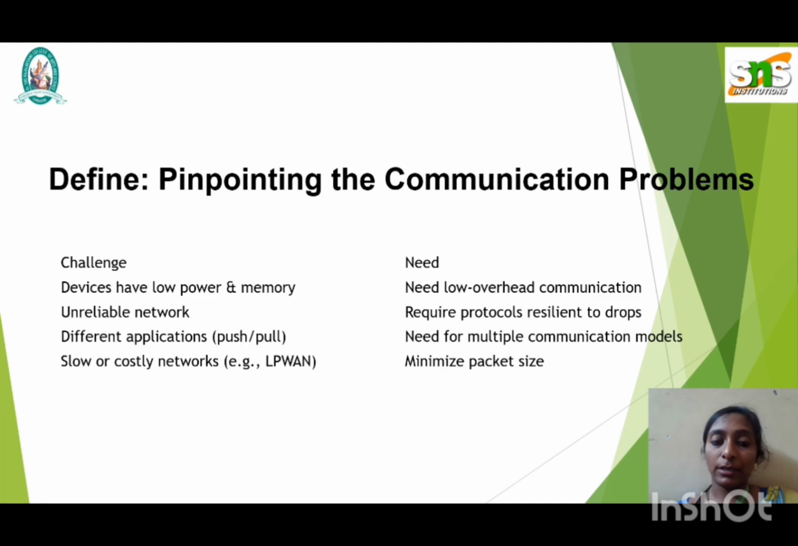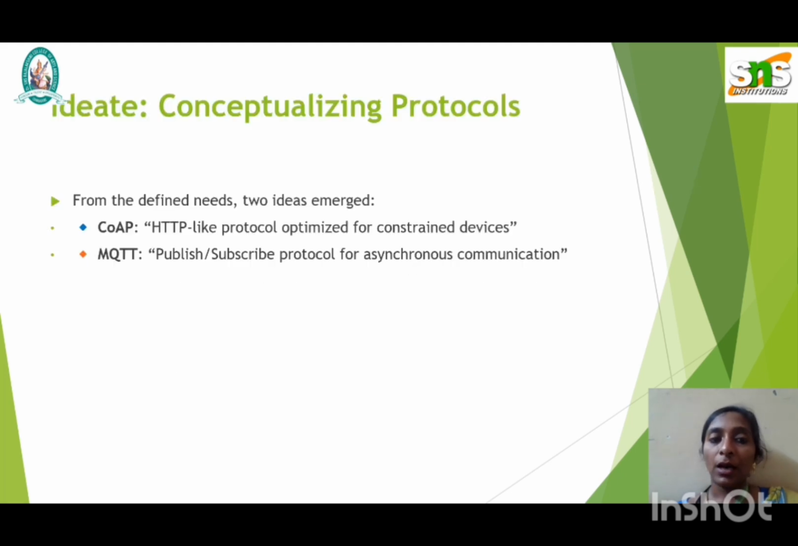It needs low-power communications and requires protocols designed to handle drops. Multiple communication models minimize the packet size when the data is transferred. Protocols like CoAP and HTTP-like protocols are optimized for constrained devices. MQTT is a publish-subscribe protocol for asynchronous communications.